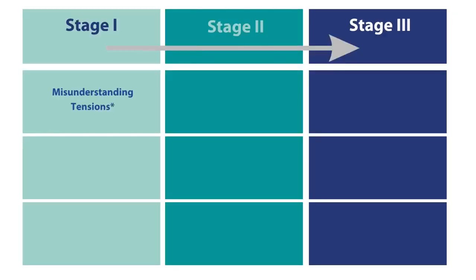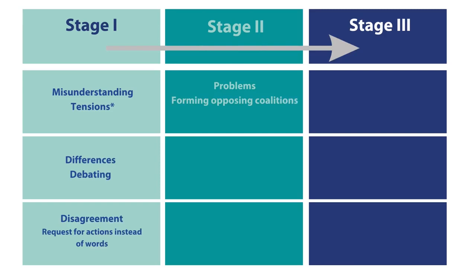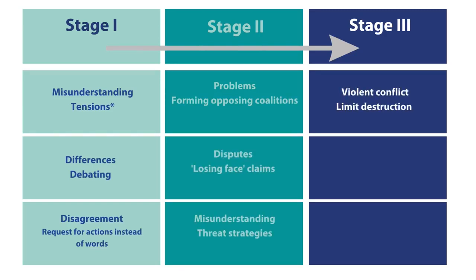Stage 1, misunderstanding, differences, and disagreement. Stage 2, problems, disputes, and misunderstanding. Stage 3, violent conflict, organized violence, and war.